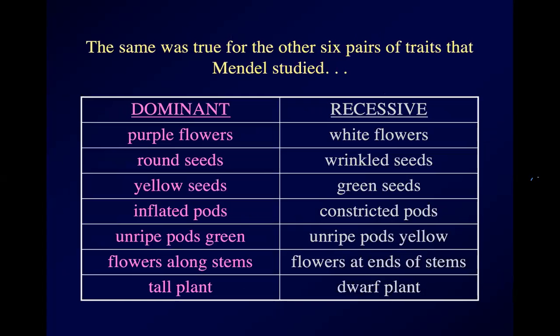Okay. And the same turned out to be true for the other 6 pairs of traits Mendel studied. Yellow seeds turned out to be dominant to green seeds. Flowers along the stems turned out to be dominant to flowers at the tips of the stems. Tall pea plant turned out to be dominant, and dwarf pea plant turned out to be recessive. These 7 pairs of traits that Mendel studied all had one trait that was dominant and the other that was recessive.